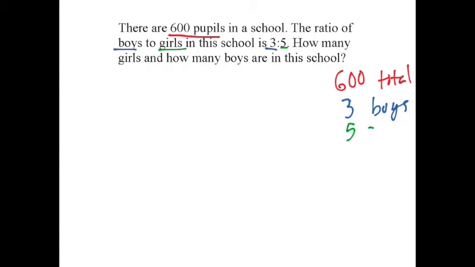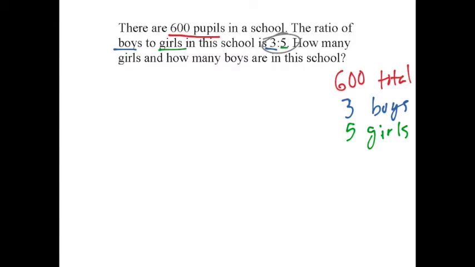and 5 girls. Okay, now we're going to have a little trouble setting up a proportion here because we have three different labels, three different units. We have total number of people, we have boys, we have girls. So we have to be a little tricky about this one. If we look at this ratio right here of 3 to 5, that tells us in a group of 8 students, 3 of them will be boys and 5 of them will be girls.